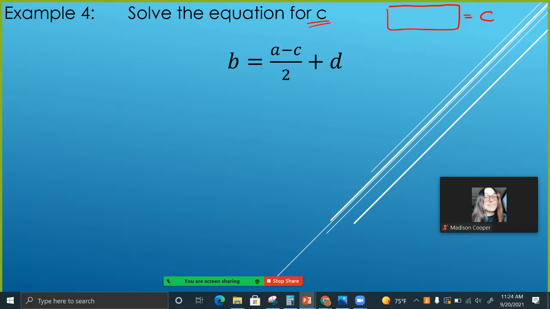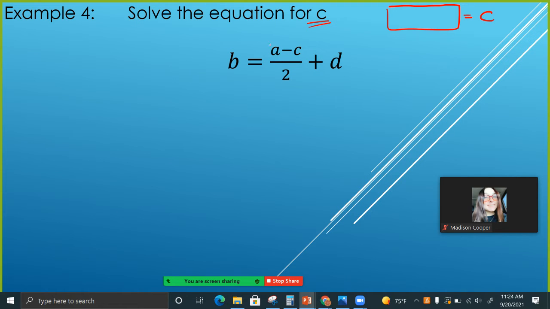So we want to undo everything that we see happening to that C. So first off, I see plus D, right? Plus D, we'll have to undo that by minusing D from both sides. I see underneath my C, the letter C, I see divided by 2, right? So that means we're going to have to multiply everything by 2 to make that division of 2 go away.